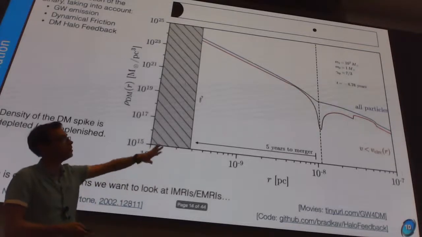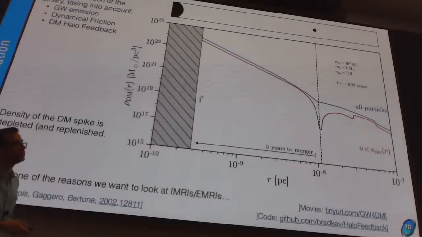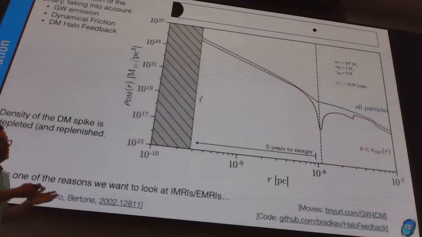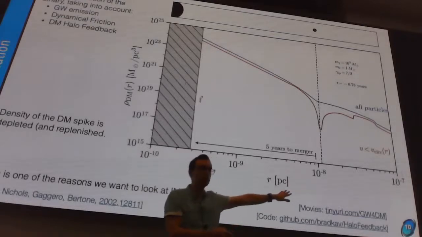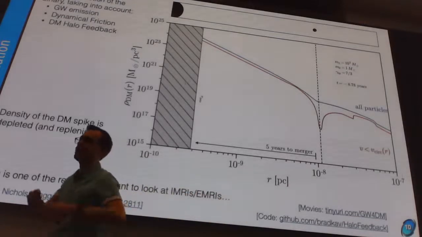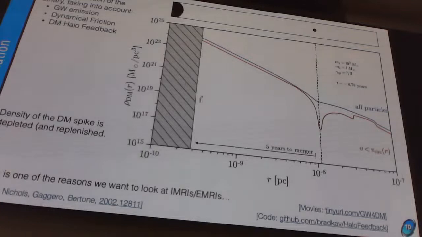And then your system inspirals. If you evolve this a bit further forward, the dark matter particles get pushed further and further out, okay? And always at the point where your small compact object is, you have this depleted spike. And so it was previously believed that this effect of dephasing could be huge, like you could take, I don't know, a 5-year inspiral and inspiral in less than a year.